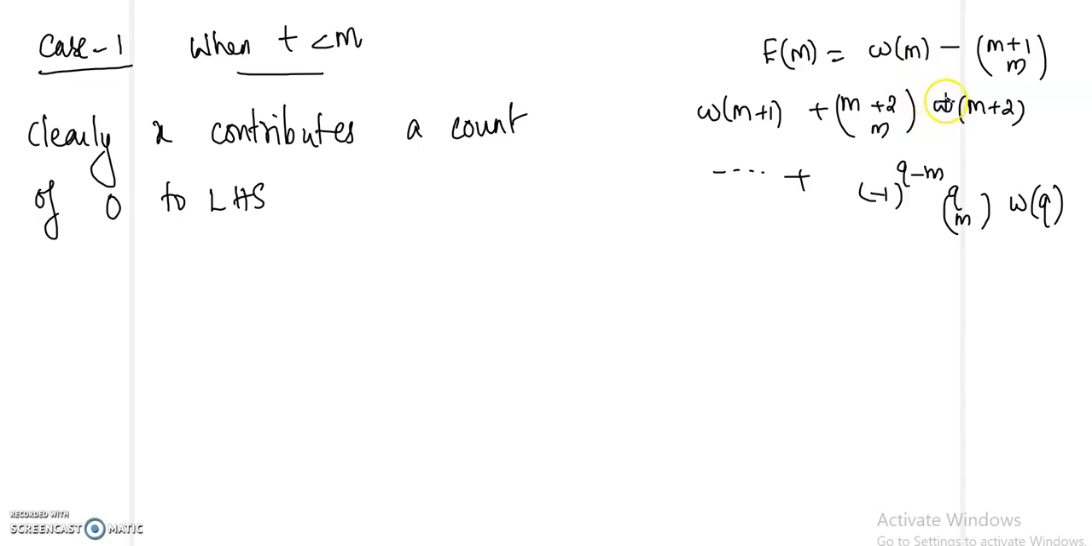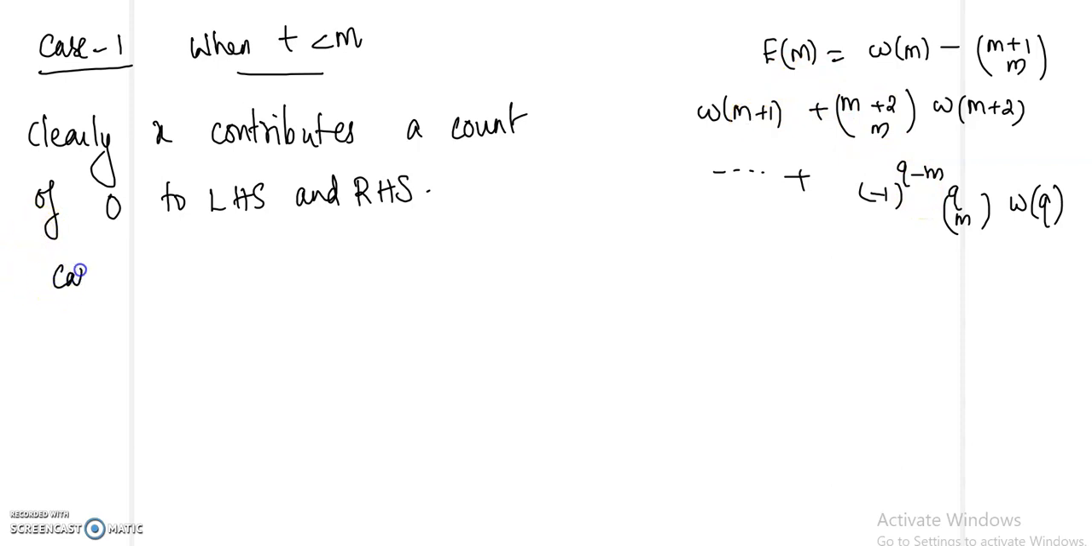So your elements must possess m properties at a time. So the value of t is less than m. So all these are going to be 0. So omega of m will be 0. That means x will be counted 0 times in omega of m plus 1, omega of m plus 2 and omega of q. So therefore x will contribute a count of 0 to LHS and RHS. So therefore when t is less than m, it contributes equally to the left side and right side.